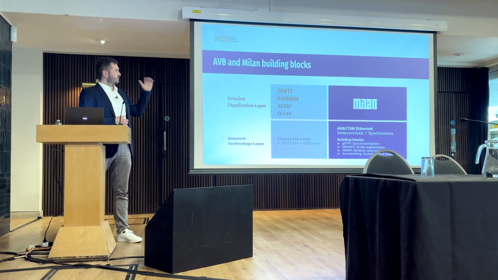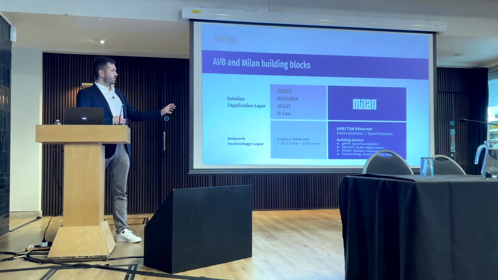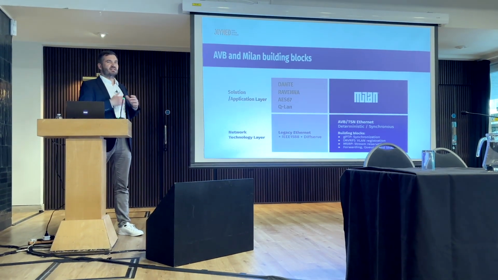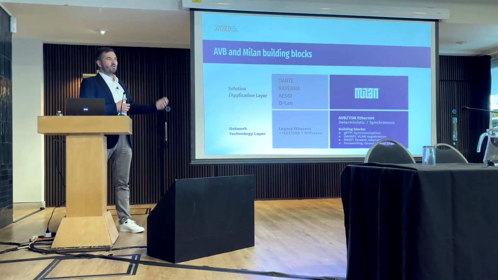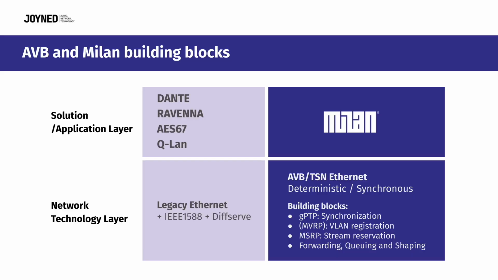Solutions like Dante, Ravenna, AES67, QLAN, that's basically building up on legacy, what we call legacy Ethernet. So it's an older version of these IEEE standards, and that does not yet, maybe it will also in the future, but it does not yet leverage these new features of Ethernet to be deterministic. And that's what Milan fully leverages.